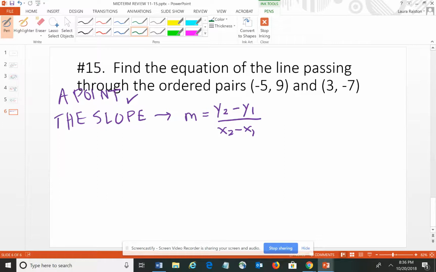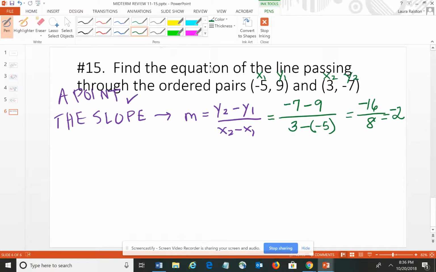Again, I like to label my points. So this would be x1, y1, x2, y2. So I would have negative 7 minus 9 over 3 minus a minus 5. So that gives me negative 7 minus 9 is negative 16. 3 minus a minus 5 is 3 plus 5, or 8. So that simplifies to negative 2.